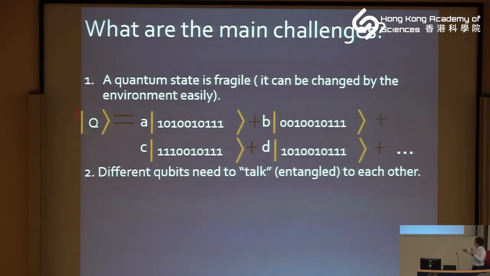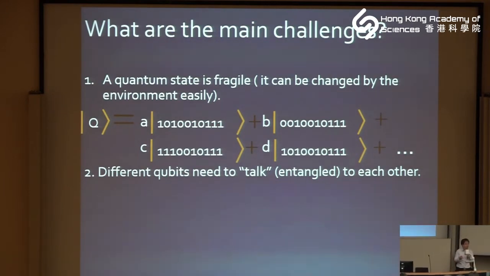So, for example, we have this qubit, this state. As I mentioned before, it can be a linear combination. It is a superposition of millions and millions of states. And you want to put this state into your processor, and then you try to start manipulating it. But the problem is that not just your processor, but the environment is also affecting this quantum state. Your environment can change how this superposition, for example, the weighting of different states, can be changed by the environment.